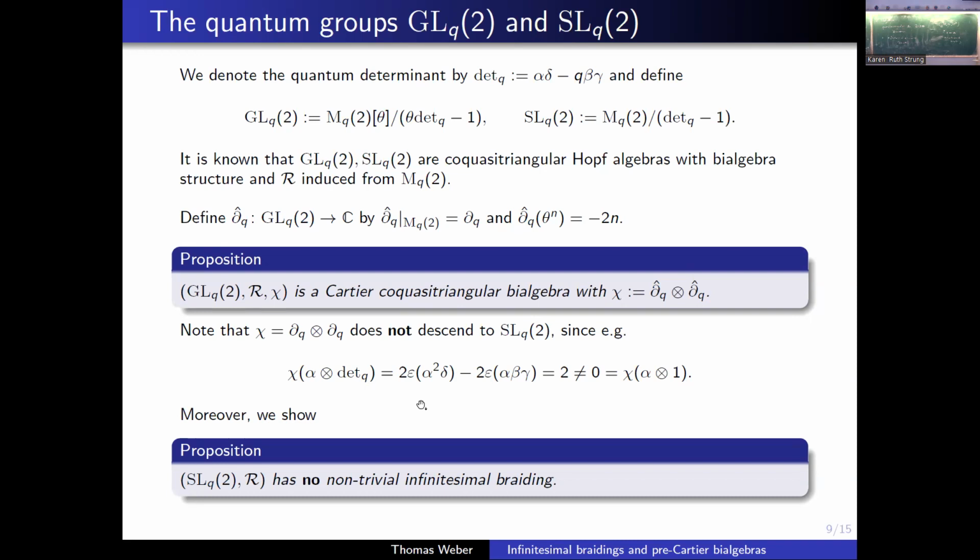And it's even worse: we could show that there is no non-trivial infinitesimal R-form on SLQ2. So this should not be braiding, it should be R-form. So that's a bit of a drawback. We hope that maybe on the higher SLQN we can find something non-trivial, but okay. Otherwise, SLQ2 is simply cursed, and yeah, let's see.